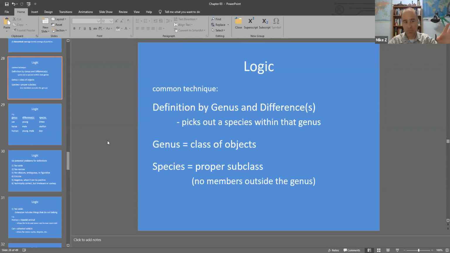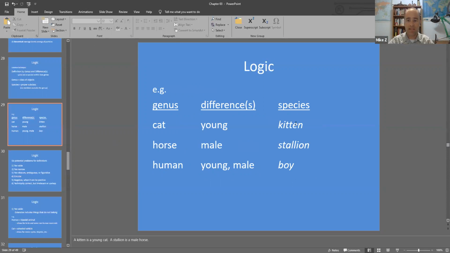That maybe sounds a little complicated, but the examples are simple. So let's say that you wanted to define what a kitten is. Well, what's the genus? What's the main group that kittens belong to? Well, they're cats. But it's a subgroup of cats. And what's the difference that distinguishes this subgroup of cats from all the other cats? Well, they're young, right? They're immature cats. And so a kitten is a young cat, right? So that's a simple definition by genus and difference. Similar for stallion, right?